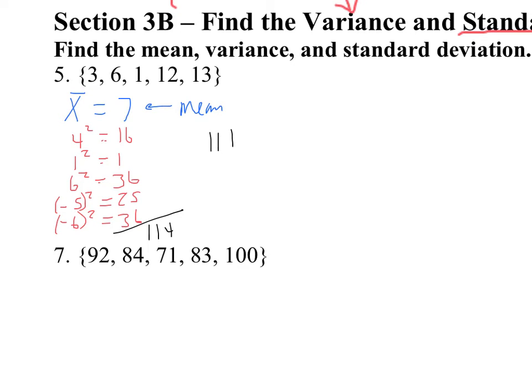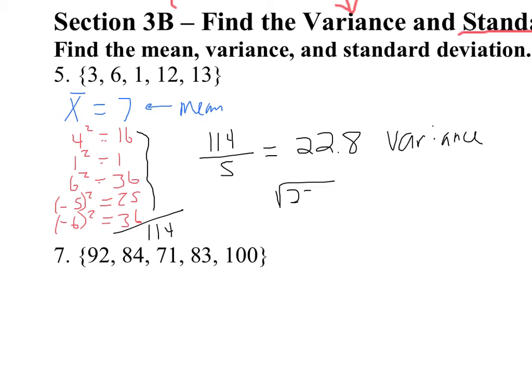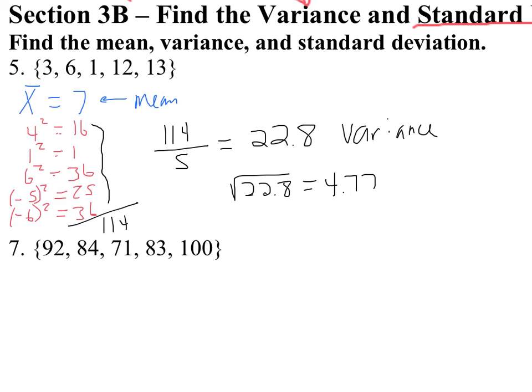And we take that new number, we divide it by how many numbers we had, which is 1, 2, 3, 4, 5. And that number is 22.8, and this represents the variance. If we square root that, we get 4.77, and that is the standard deviation.